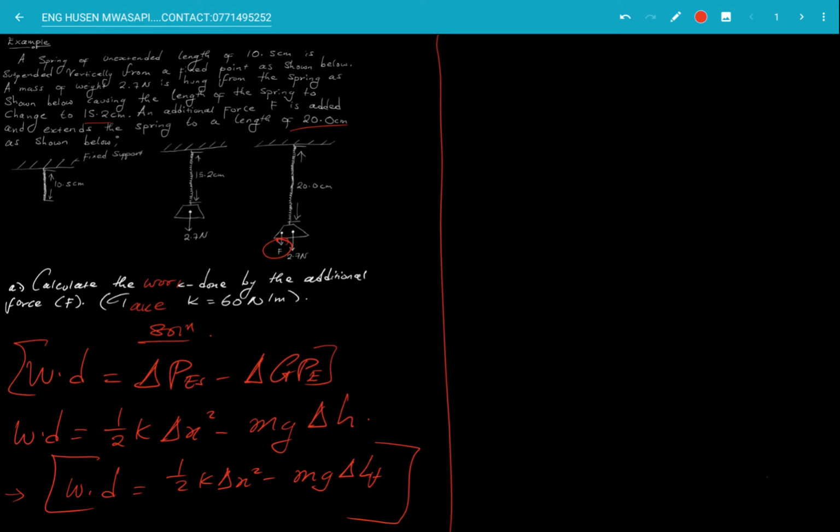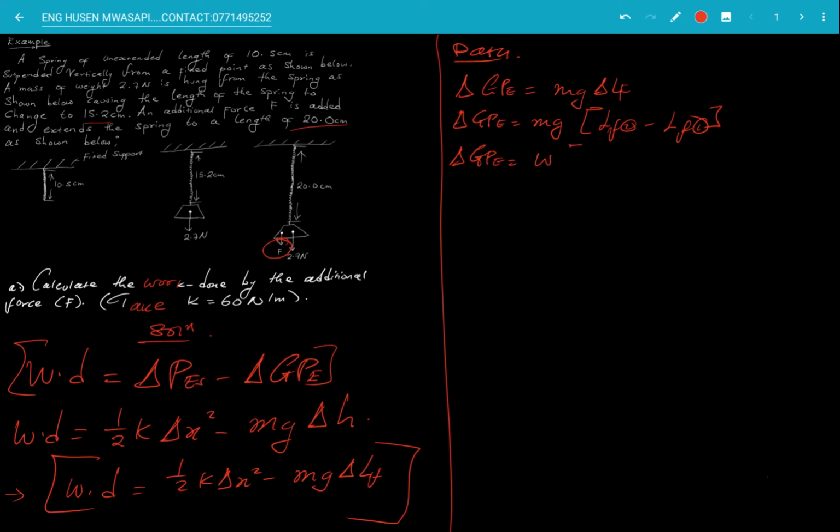So basically what we need is simply the change in gravitational potential energy first. So let's find the change in gravitational potential energy of the mass, which is going to be equivalent to mg change in length final. So this implies that the change in gravitational potential energy is equal to mg, which is the weight, multiplied by length final 2 minus length final 1. We did this in our previous videos.